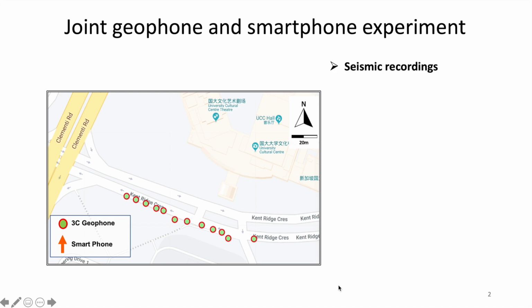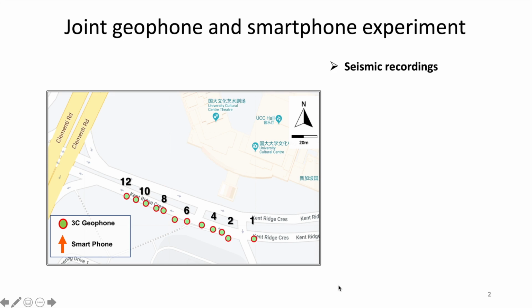At the end of last year, we implemented a joint geophone and smartphone experiment at NUS campus. We deployed 12 three-component geophones along a campus road. Their locations are denoted by these green dots.